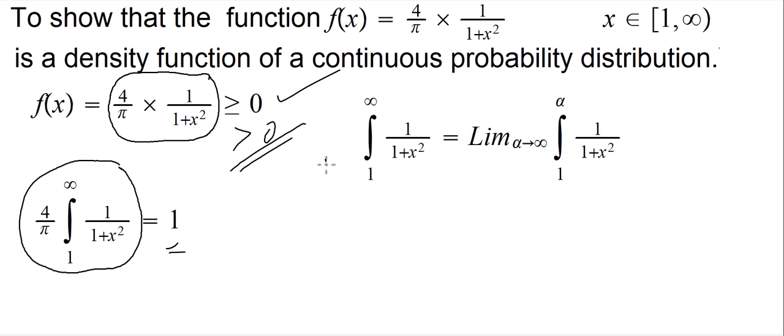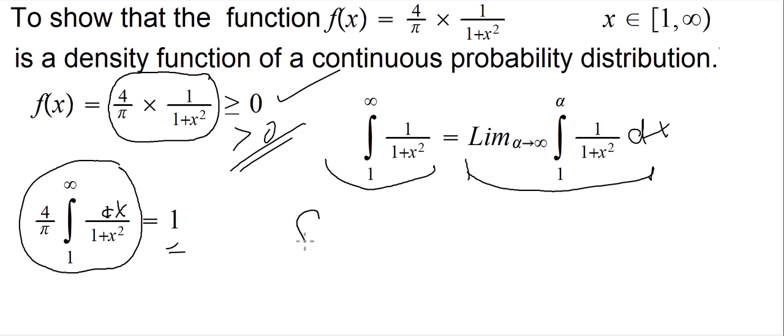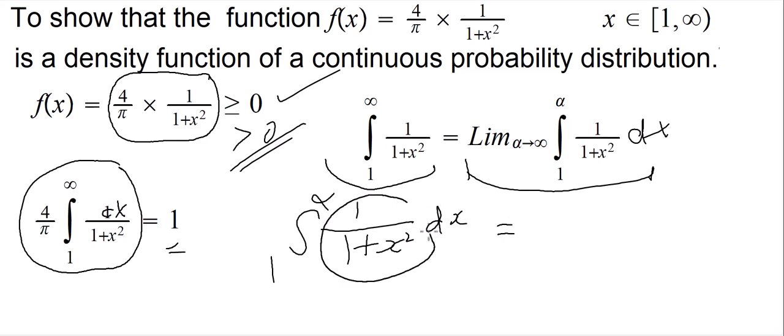So we can write this integral, for evaluation purposes, as the integral of 1 over 1 plus x squared dx. I forgot writing dx, okay? From 1 to alpha, as alpha goes to infinity. First we have to evaluate that. So let's do this here. We know that the antiderivative of 1 over 1 plus x squared is tangent inverse x, and this is from 1 to alpha.